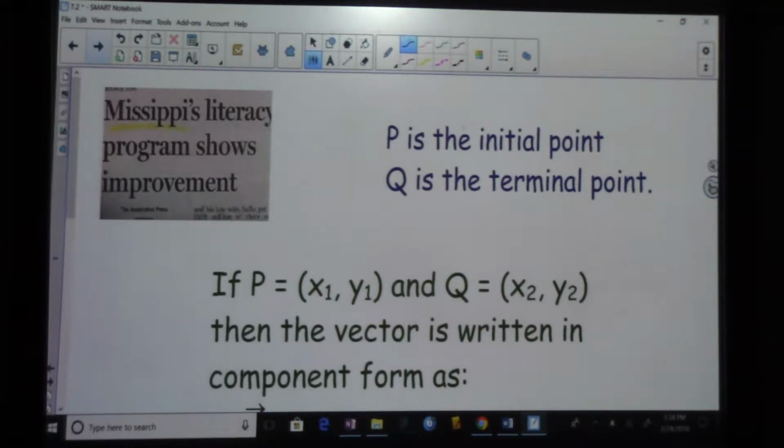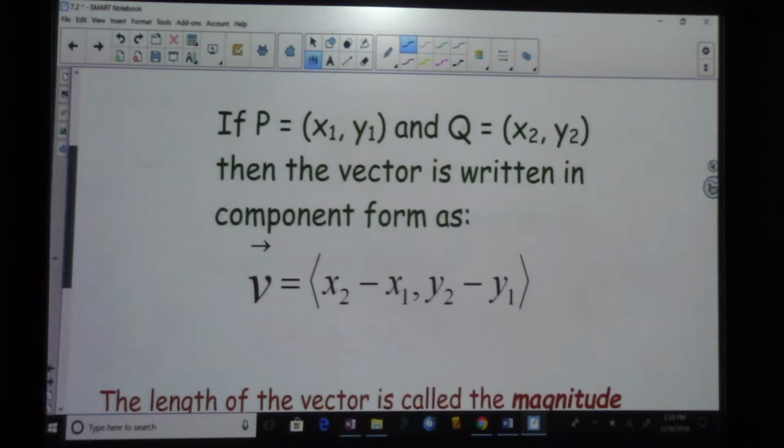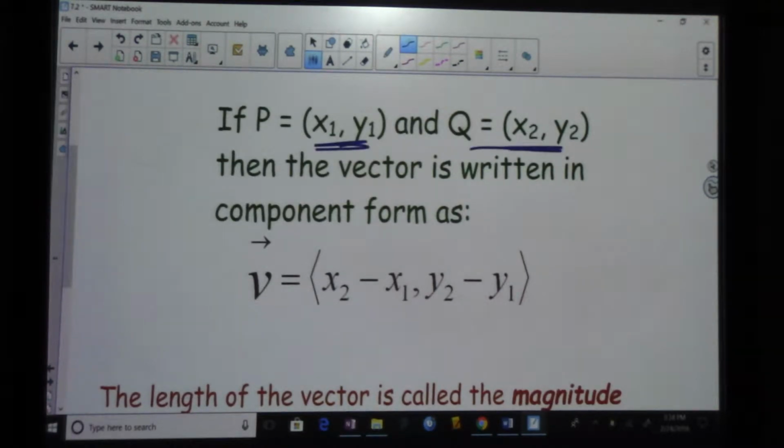So we can write a vector based on its start and stop points, initial and terminal point. So let's say P is the initial point, Q is the terminal. So I have 2 points. I can find the vector by simply subtracting the x's, because that gives me the distance along the x-axis. And I can subtract the y's, and notice they are those carets because we have a vector.